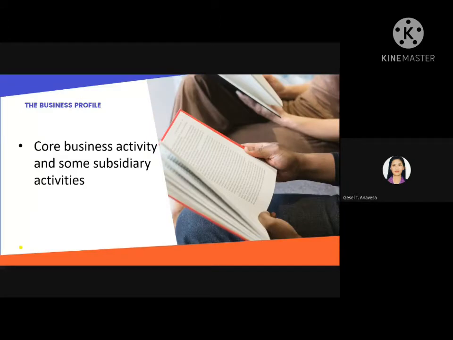So core business activity and some subsidiary activity. So after defining the business and the business mission and vision, you are going now to define the core business activity and some subsidiary activities in your business. Okay? For example, kinsa ang inyong mga target market, unsa nga type ang inyong i-offer nga activity, mao na siya.